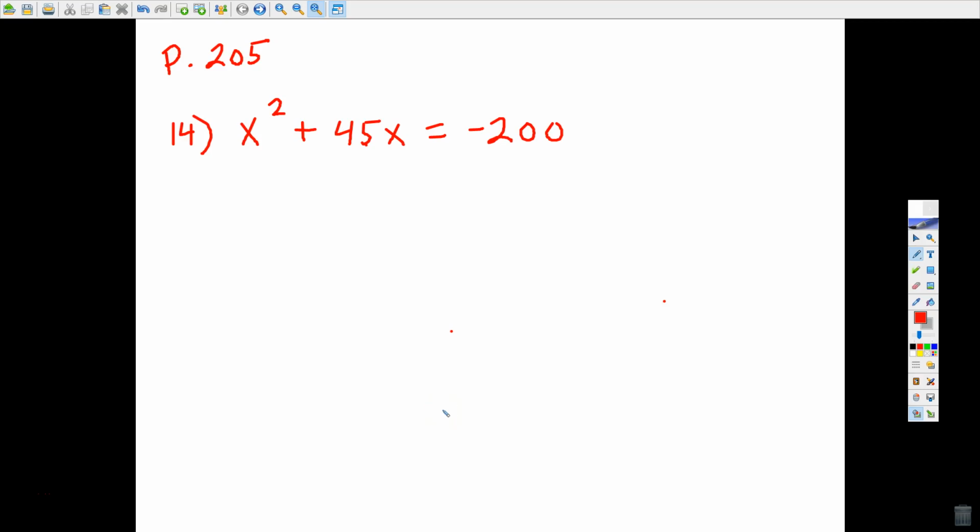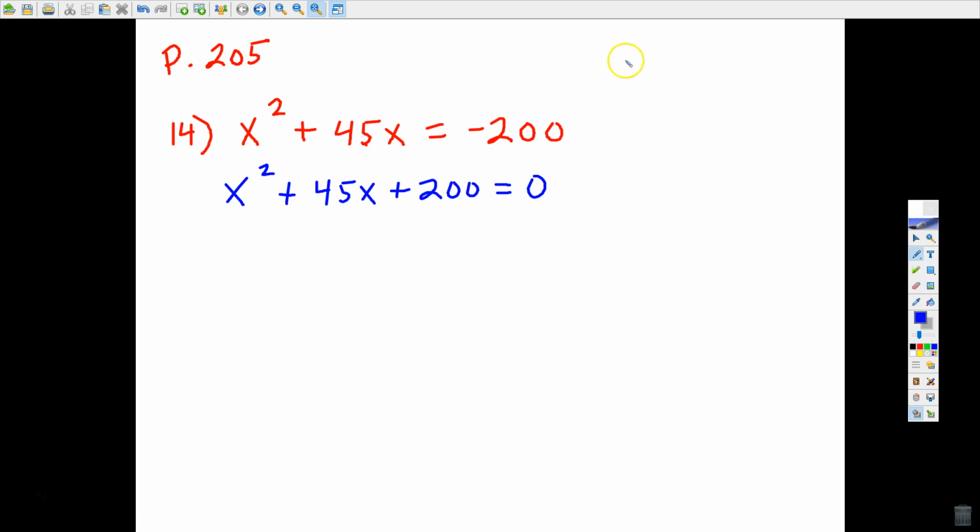Okay, this is a little homework help for lesson 3.6, page 205, and we are using the quadratic formula to solve quadratic equations. So here's number 14. The first thing that has to happen is this negative 200 needs to be added to both sides because we need to put this in a standard form equal to 0 before we get into the quadratic formula.